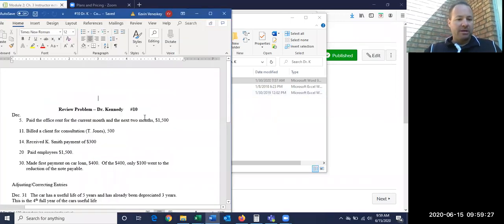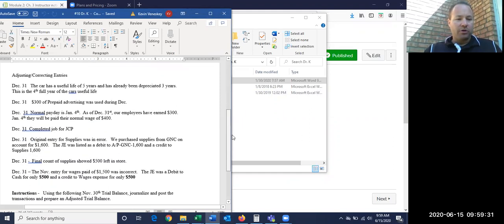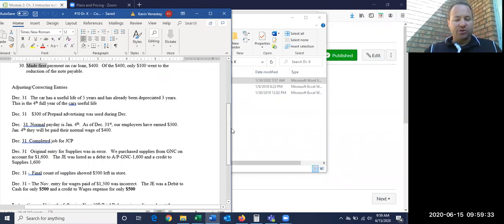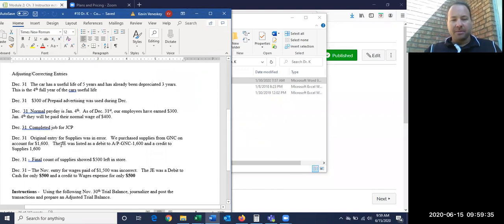So the Word document shows here that we've got a couple transactions in December, and then we're going to do some adjusting entries. I also have some in here that are correcting entries, so we're going to see how to do that as well, even though we didn't really talk about that. They're similar to adjusting entries, but they have an extra little step to them.